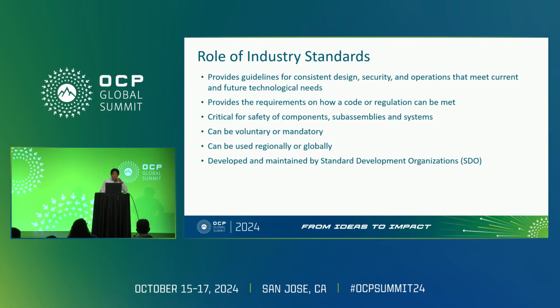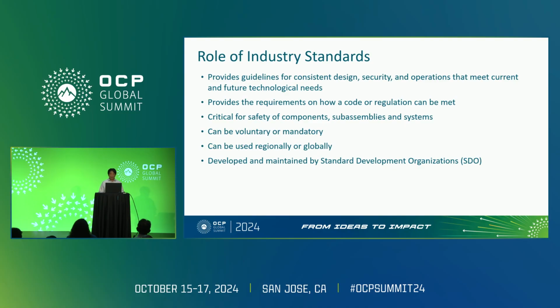The standards are basically a guideline for making sure there's consistent design and secure operations, and that they meet the needs of current and future technologies. Also very important is how the code or regulations can be met. If you look at a code, be it a facility code, a building code, or an electrical code, it tells you what things you need to do. The standards tell you how you do it and how you test for it to make sure that it meets the code. And it's really critical, especially in the area of safety, right?